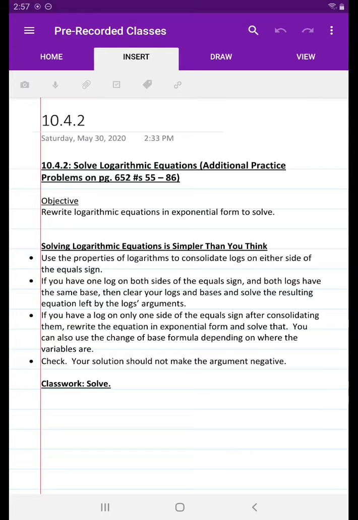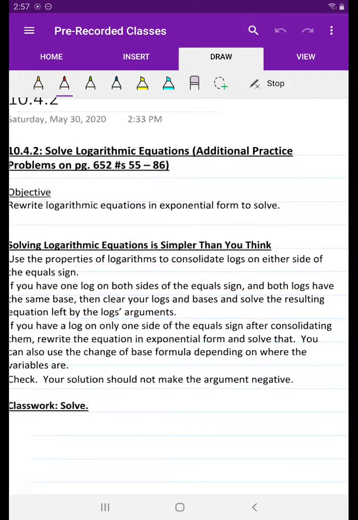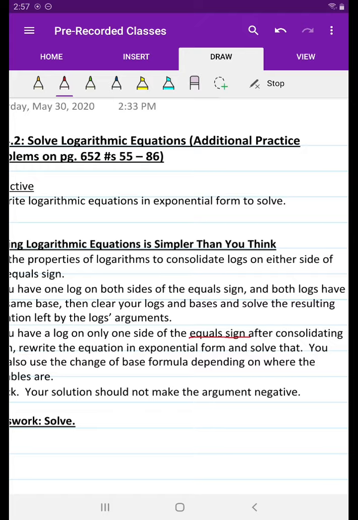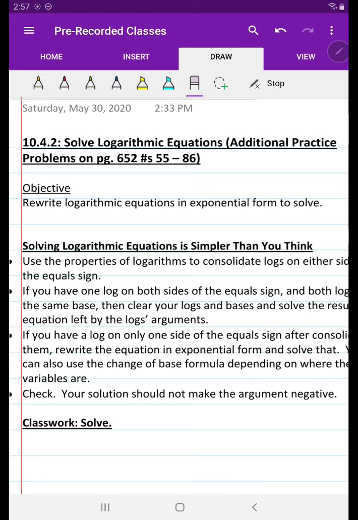Hello, Algebra 2. This is a review covering 10.4.2, which is solving logarithmic equations. This is the handout that was attached to Veracross and also on the resources page. By the end of this, you should be able to rewrite logarithmic equations in exponential form to solve them. That's the key right there, rewriting them in exponential form.